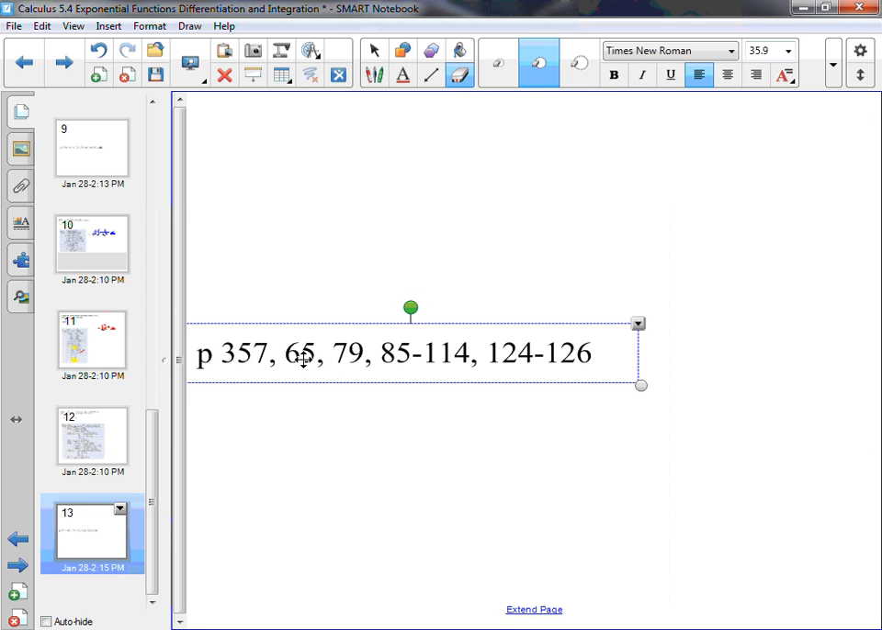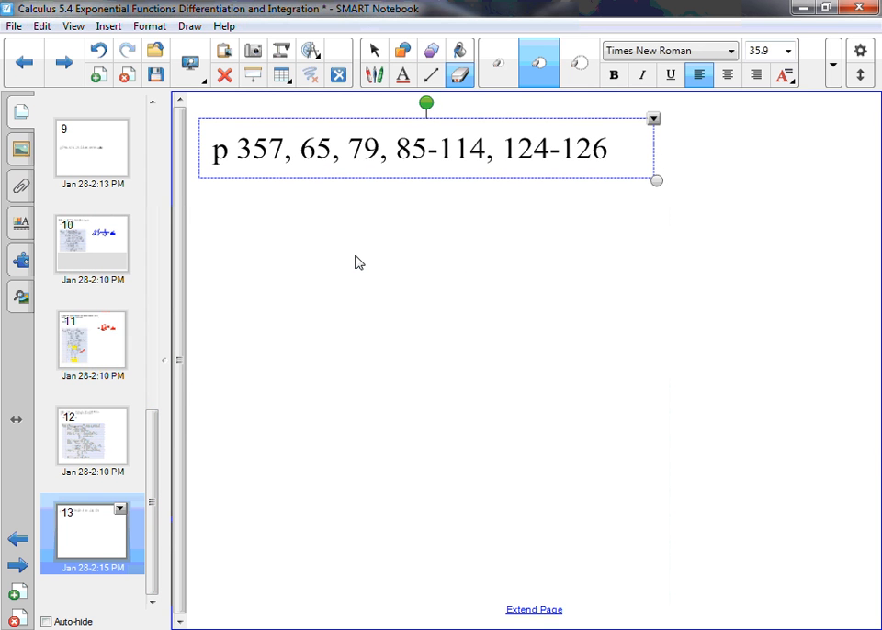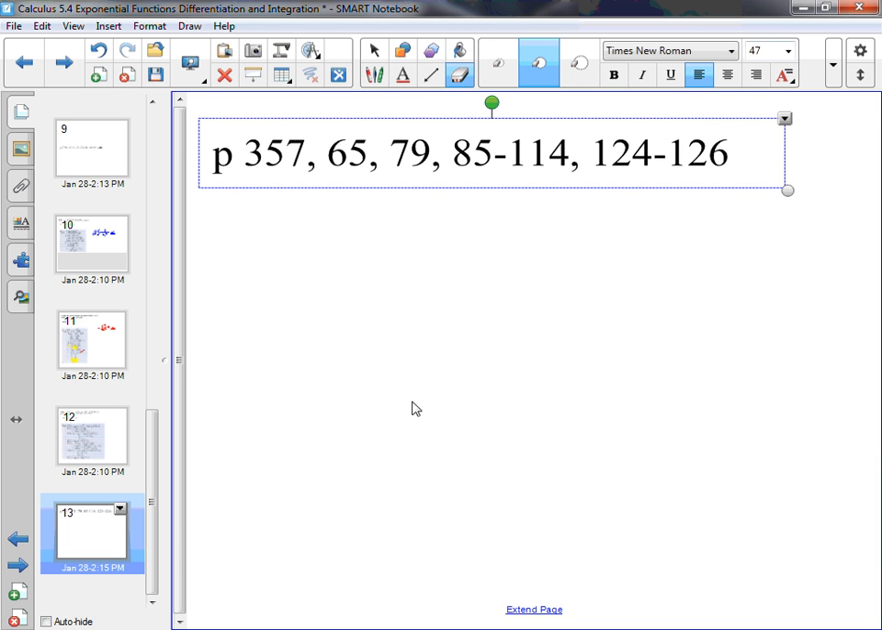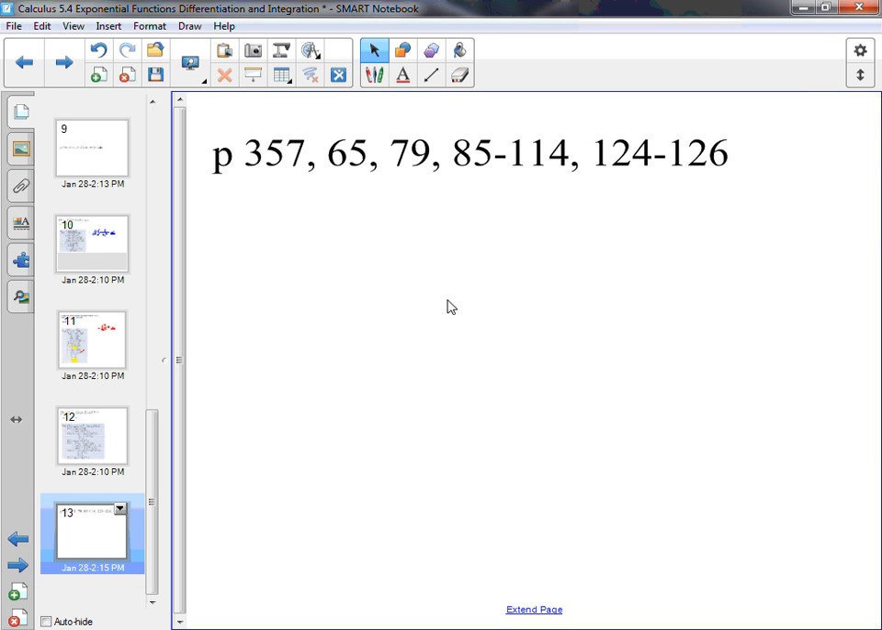So here's what you need to do to finish off section 5.4. Page 357, do 65 through 79, 85 through 114, and 124 through 126.